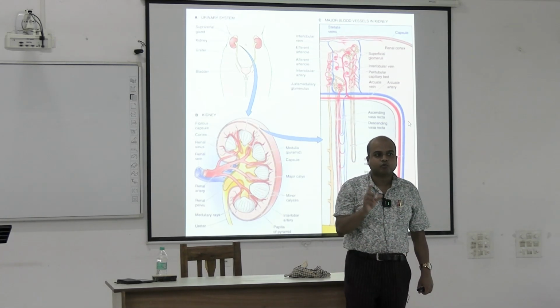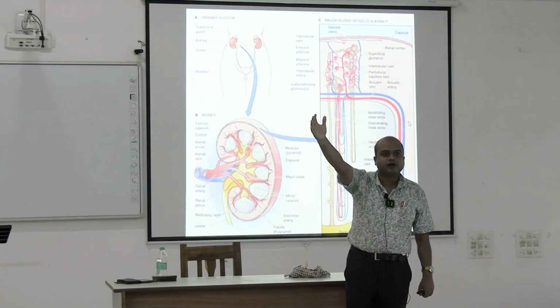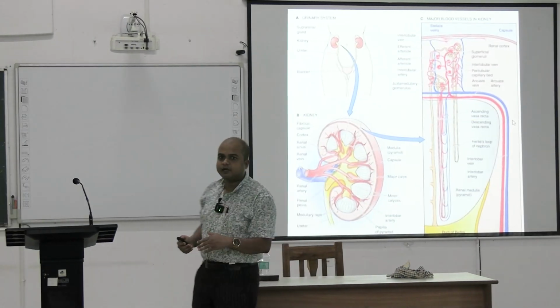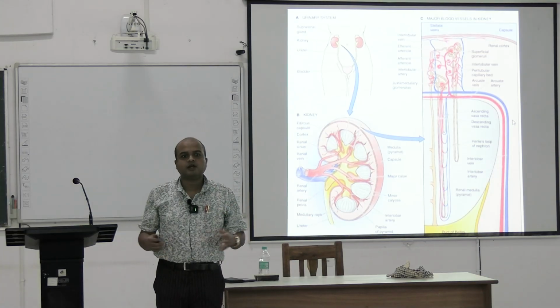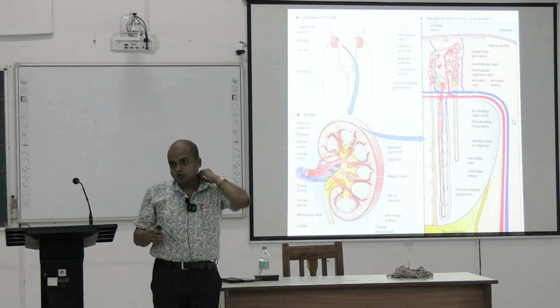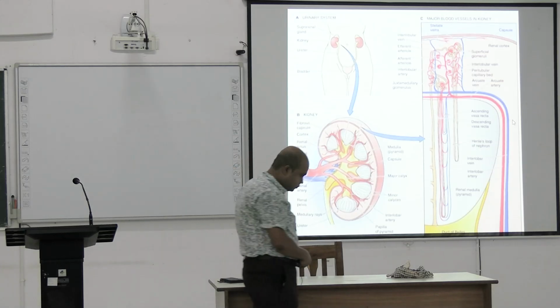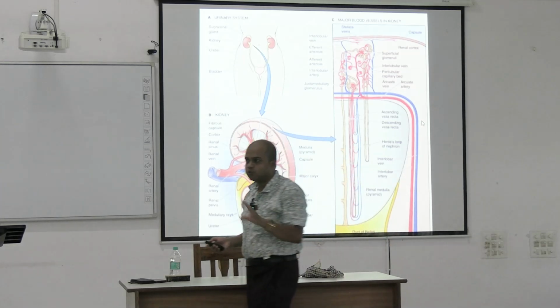Some of the blood will be drained into the Bowman's capsule. It is not drained, that word drained is wrong. It is filtered, and the rest of the blood will go to the efferent arteriole, and from the efferent arteriole to the peritubular capillaries. Now, there are nephrons. Nephron is the functional unit of the kidney. How many nephrons? Around 1 to 1.2 million per kidney, so 2.5 million in both.